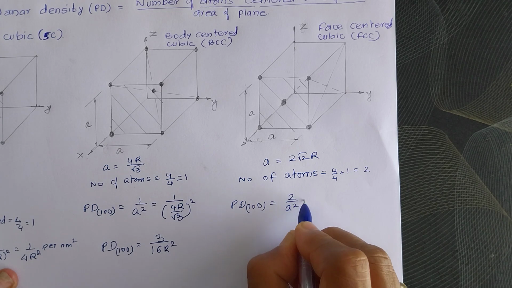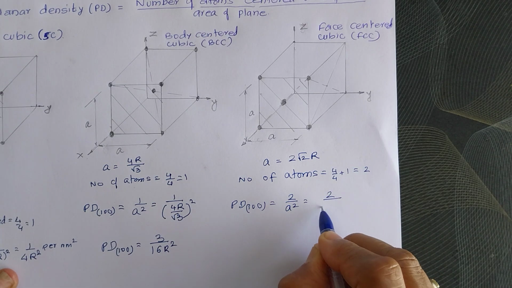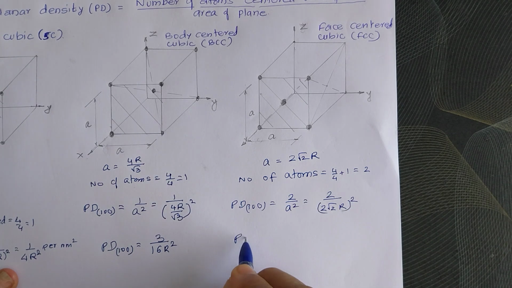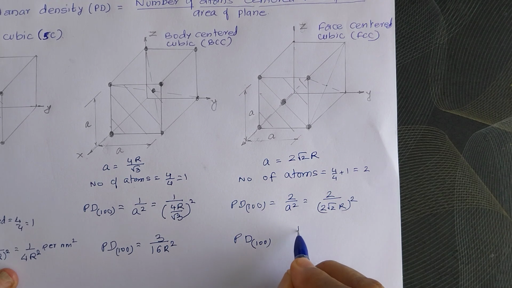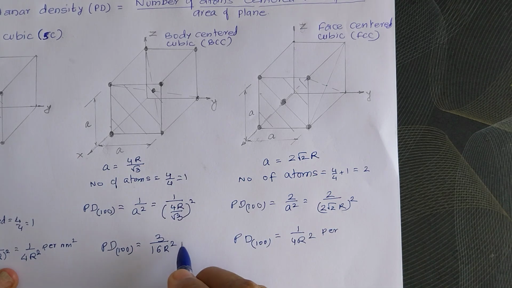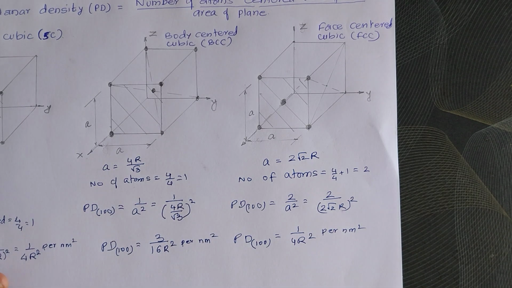So the planar density in this case for the 100 plane of FCC is 2 by A square, and when you substitute this value of A, we have 2 upon (2 root 2 r) squared, and therefore the planar density at the 100 plane for FCC is going to be 1 upon 4r square per, of course, the units depending upon the units. Let's say if nanometer is the unit, per nanometer square.